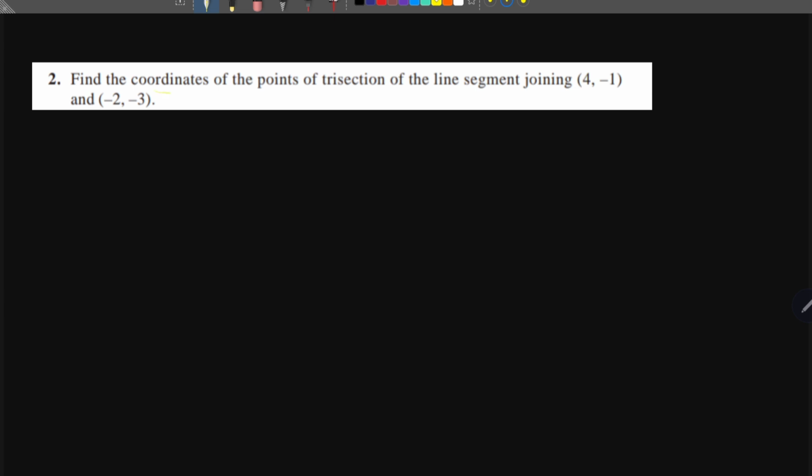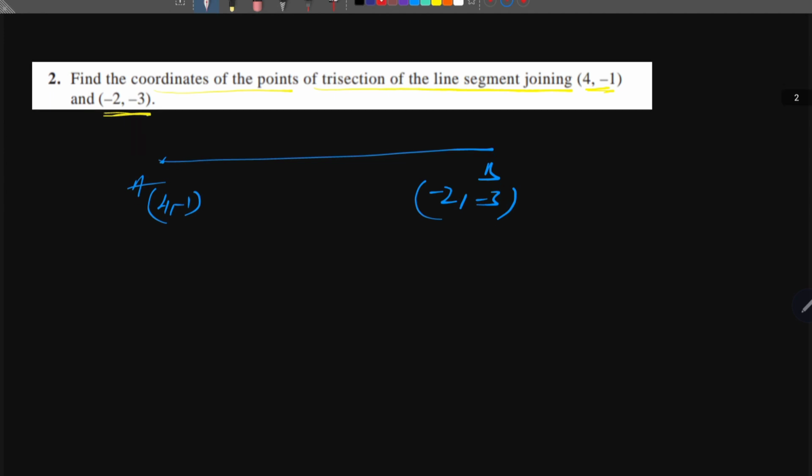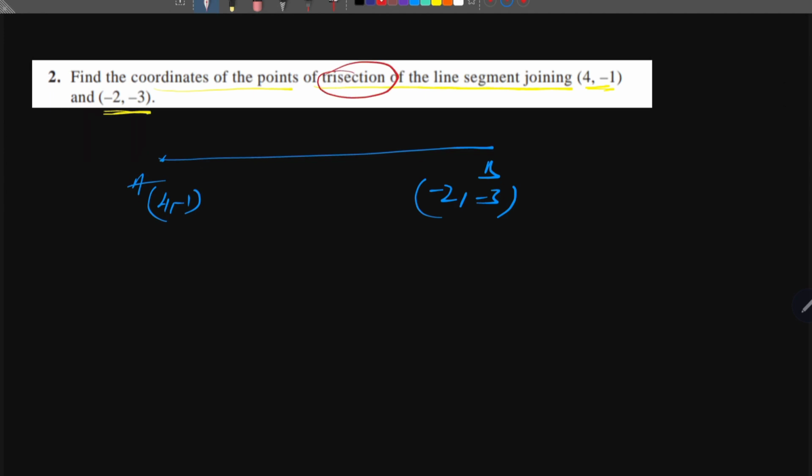Find the coordinates of the points of trisection of the line segment joining (4, -1) and (-2, -3). So there are two different points. Just name them A and B, where A is (4, -1) and B is (-2, -3). And we need to find the points of trisection. What is meant by points of trisection? Tri means 3, so the line segment is divided into 3 equal parts.